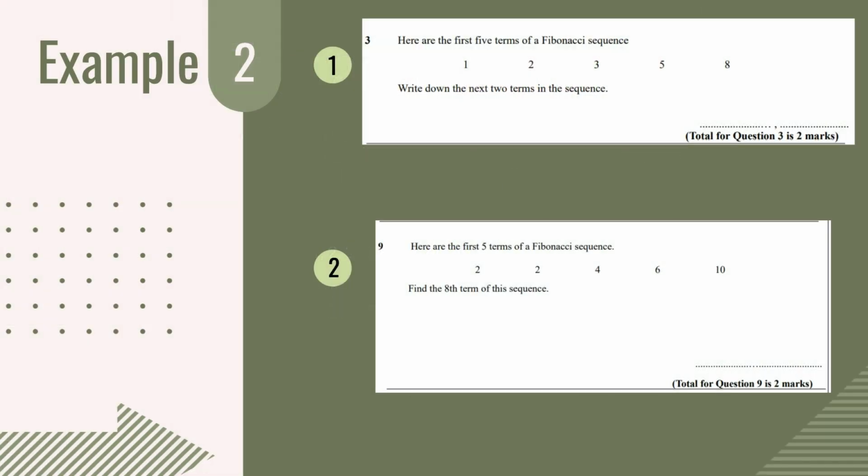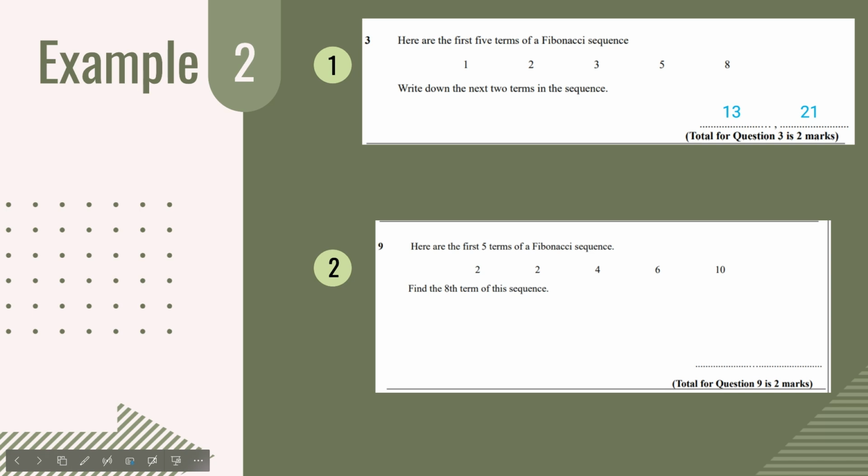Have a go, pause the video, and unpause. So, example 1 states, here are the first 5 terms of a Fibonacci sequence. Write down the next few terms in the sequence. As we can see, it's the original Fibonacci sequence, what we've just been through. So our simple answer would be just 13 and 21.